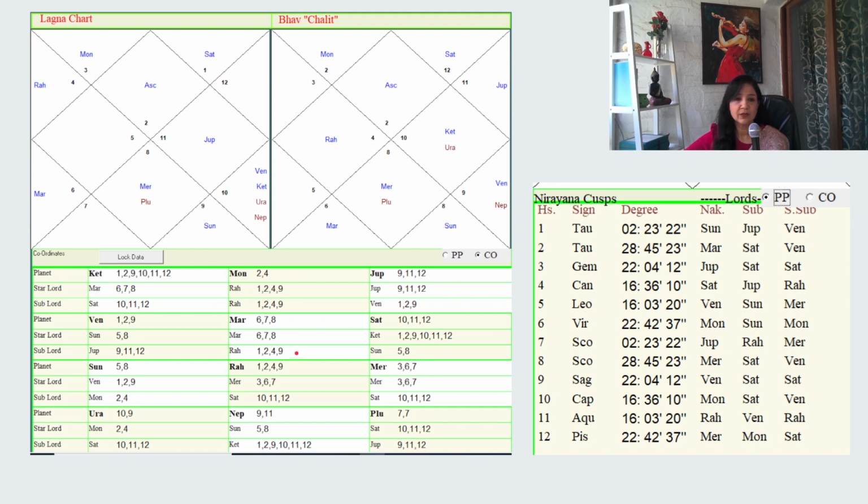I will explain this with the help of a case study. As we see, the 12th cusp sublord is Moon, and Moon we have to check. Moon is untenanted in this horoscope. It is a self-significator, that is, there is no planet in Moon's star. So Moon will work at star lord level also. Now in the script we can see 2, 4, plus Moon involves the 12th house.